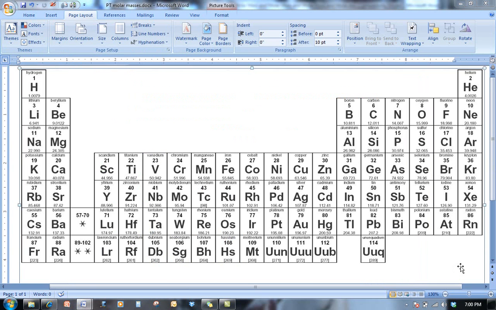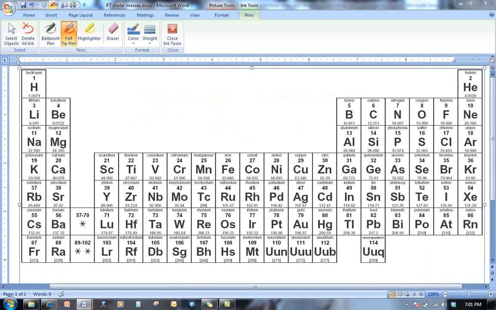So this is a little snip of a periodic table. Obviously, it's not the whole thing, but I just wanted to show you where to find the atomic mass for the elements. For lithium here, we see that we have atomic mass of 6.941, but for this class, it's all right if you round that to 6.94. So just round to the nearest hundredth.